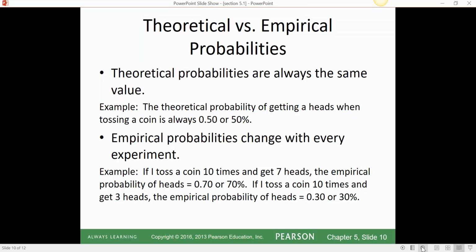And then the next bullet point is that empirical probabilities change with every experiment, right? I just want to point out that two empirical probabilities could be the same, but the point is they typically change with every experiment. So here's an example. If I toss a coin 10 times and get 7 heads, the empirical probability of heads is 0.7 or 70%. If I toss a coin 10 times again, I might get 3 heads. So the empirical probability of getting heads is 0.3 or 30%, right? 3 out of 10.